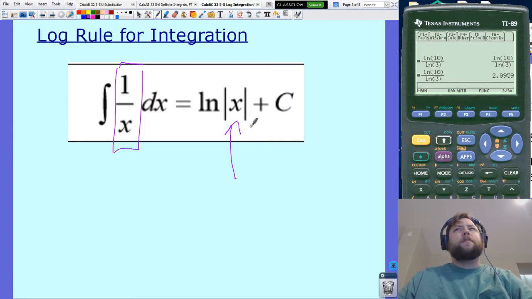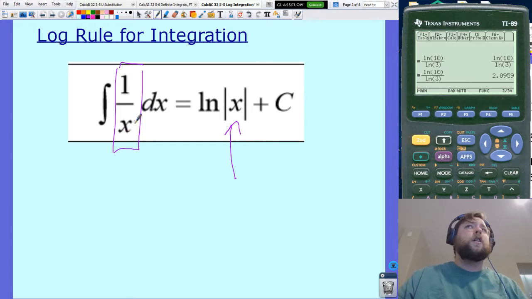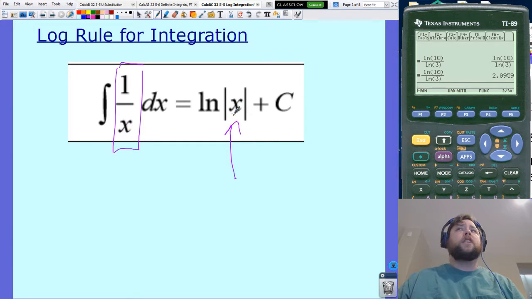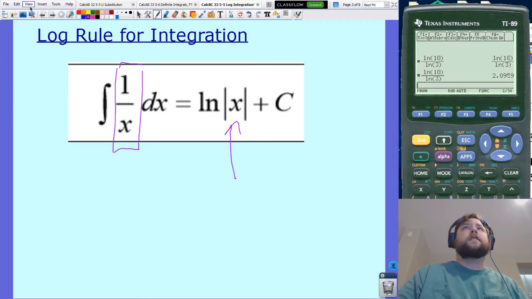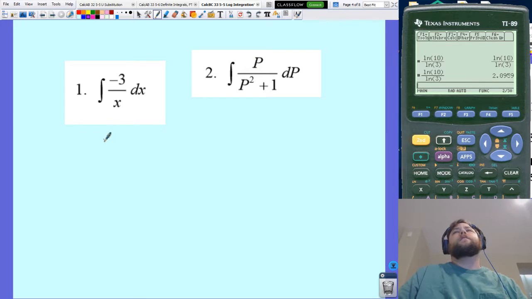Why does it have to be the absolute value? Well, one thing you remember from logs from last section is that you can't have a negative inside of the log. So if you had a negative right here, we've got to make that a positive. That's going to be our area under the curve. So make sure you have the absolute value sign and always the plus c. Anyway, let's practice a little bit.